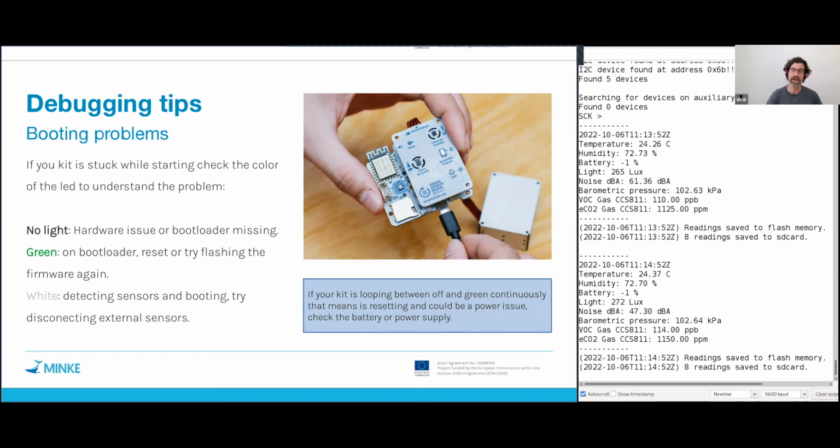The same as in a computer, there is the BIOS that selects the disk and then calls Windows or calls Linux or calls whatever OS you use. In this case, we have a really small piece of software that calls the firmware itself. And if that software is damaged for some reason, then the kit is unable to boot. The good thing is that we can identify the problem pretty easily because the kit doesn't do anything. So either we have a hardware problem or a bootloader problem.